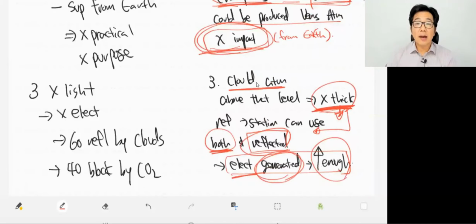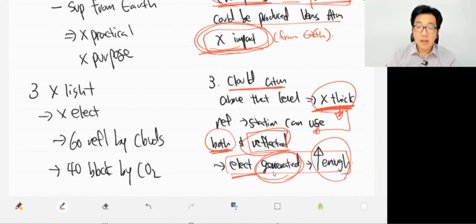So there's no need to import water and oxygen from Earth. Third, higher up in the atmosphere, the cloud will not be as thick, so you will receive more sunlight. Plus, since you are higher up in the atmosphere, you can use some reflected light. So there will be enough light received to generate enough electricity for humans to live.